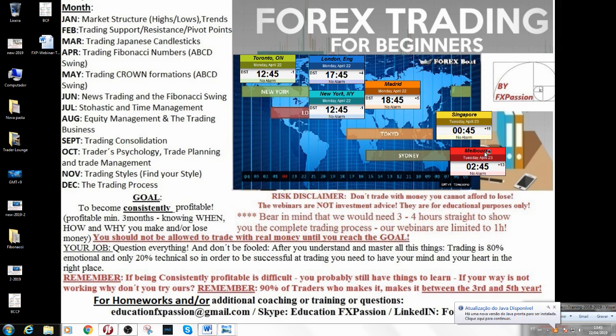Let's check the time. Melbourne 2, almost 3 a.m. Singapore, almost 1 a.m. Madrid, almost 7 p.m., quarter to 7. New York, quarter to 1 p.m. London, England, quarter to 6 p.m., and Toronto, Canada, quarter to 1 p.m.